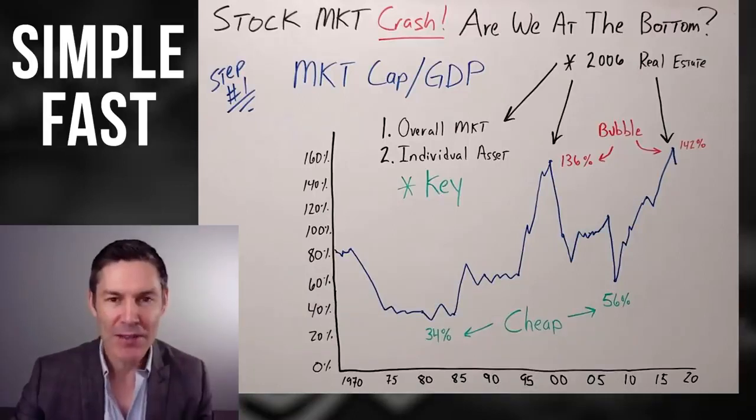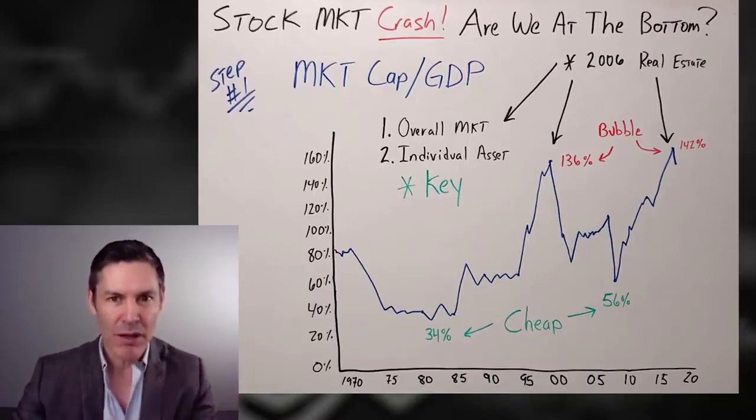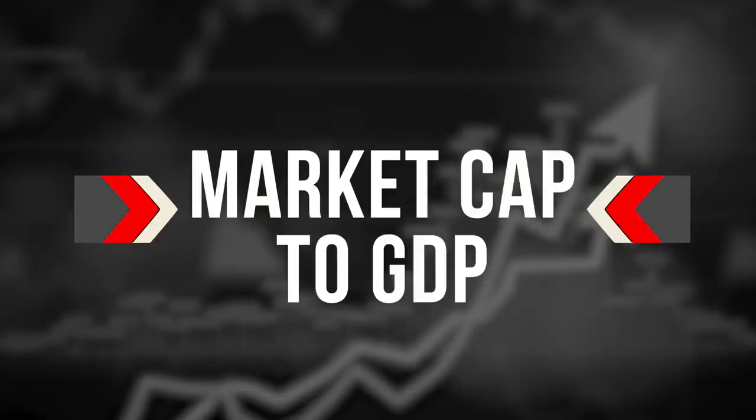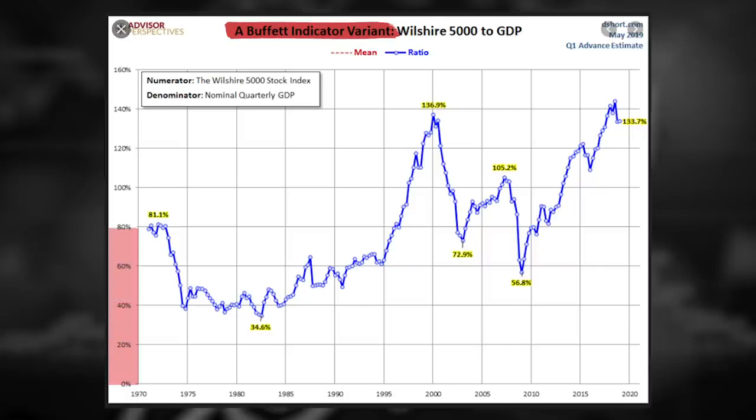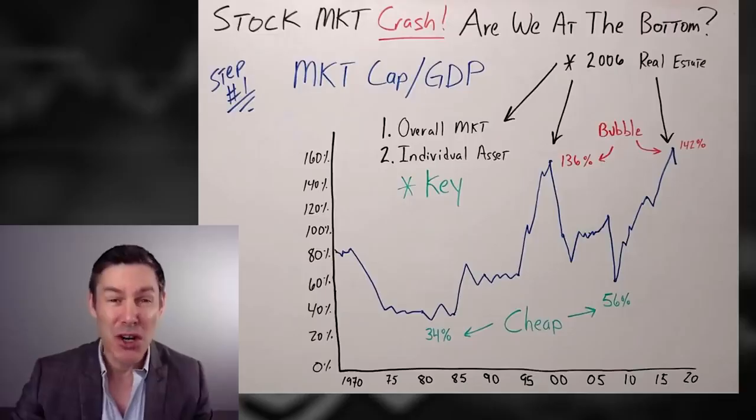Simple, fast steps. Step number one, let's start with the market cap to GDP, or the Buffett indicator. On the left, the percentages go from 0 all the way up to 160% market cap to GDP, starting at 1970 all the way to 2020. In 1970, around 80% comes crashing down to a low in 82-83 where it's dirt cheap.